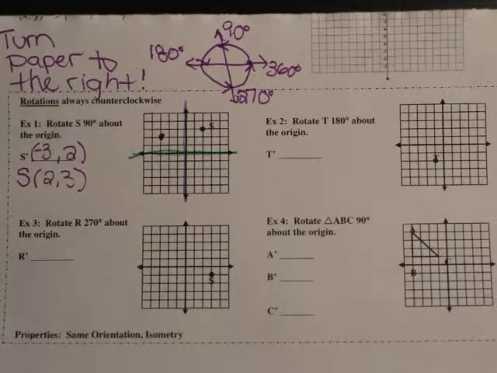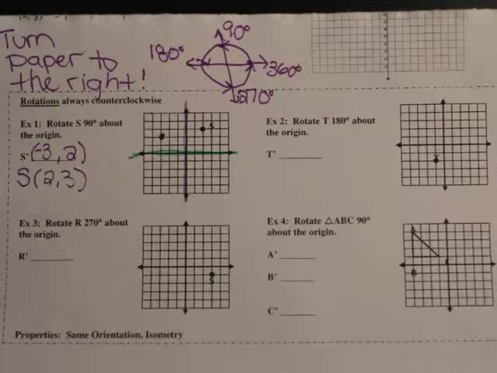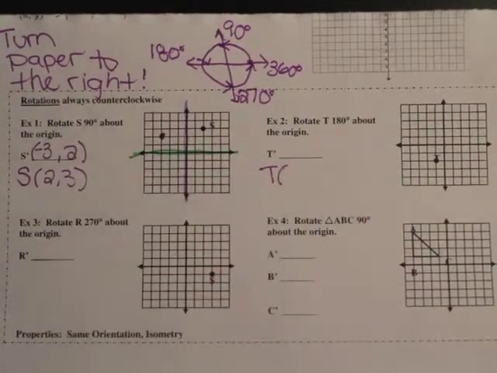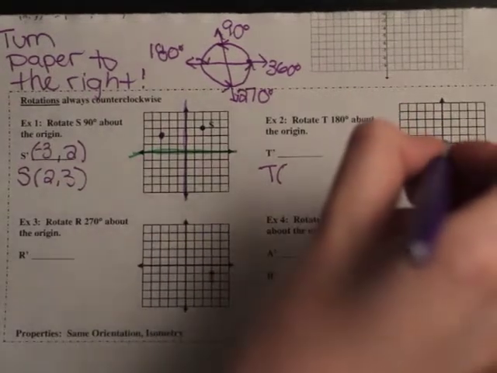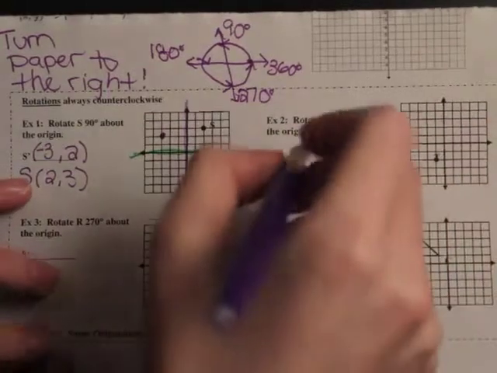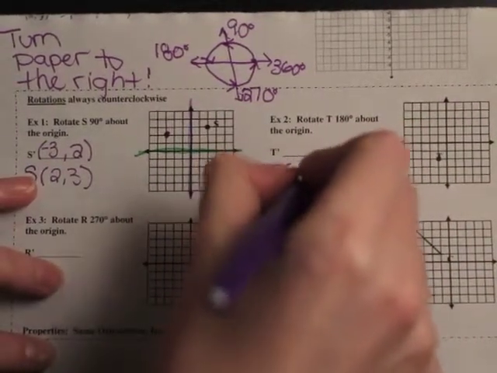So now we're going to go to example number 2. It says that we rotate T 180 degrees about the origin. So first step, same as always, we're going to find our point T. So we start at the origin, go to the left 1 and down 2. So that's going to be -1, -2.